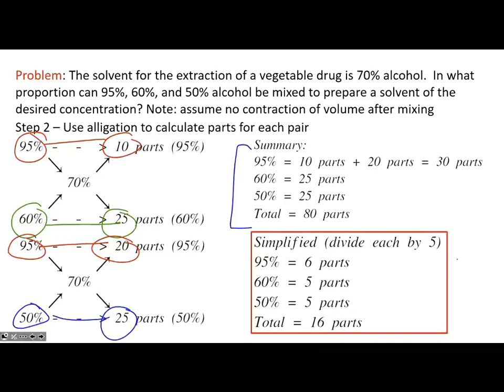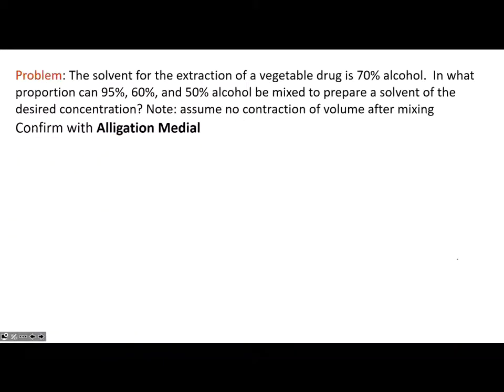And the final answer to this question is, I need 6 parts of 95% mixed with 5 parts of 60 and 5 parts of 50%. Regardless of which overall volumes I end up using, as long as my ingredients are mixed in those proportions, what is my final percent in the end? 70%. Okay? Let's prove that, because there was that whole allegation medial method, right? So let's just prove that those parts and actually create a 70% solution.